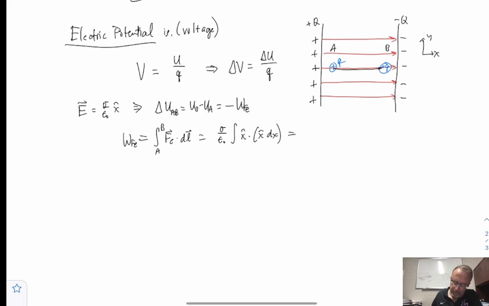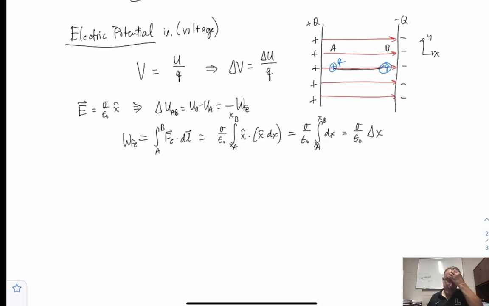And so the work done by the electric field as we move from A to B will just be sigma over epsilon naught. X hat dot x hat is 1, and it's the integral of dx, moving from xa to xb, which is easy: sigma over epsilon naught delta x. Okay, cool. That is the work done by the electric force.